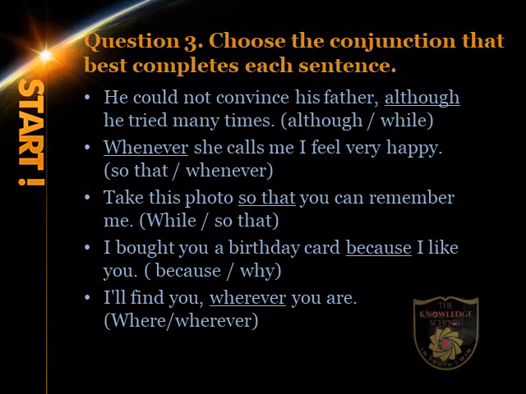Next one is take this photo dash you can remember me. Options are while and so that. And correct option is so that you can remember me. Next one is I bought you a birthday card dash I like you. Options are because and why. And the correct option is because I like you. Next one is I'll find you dash you are. Options are where and wherever. And the correct option is wherever. I'll find you wherever you are means jahan kahin bhi.